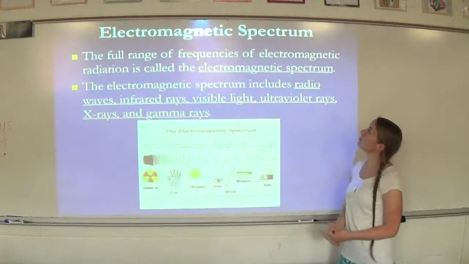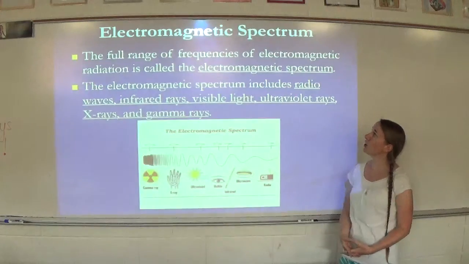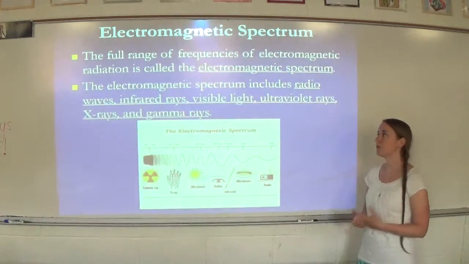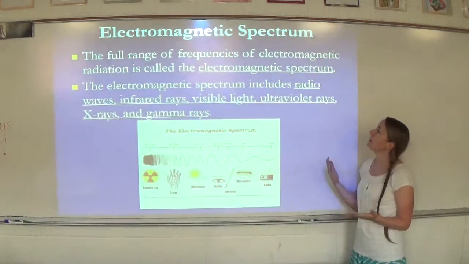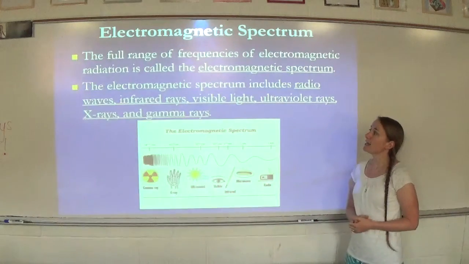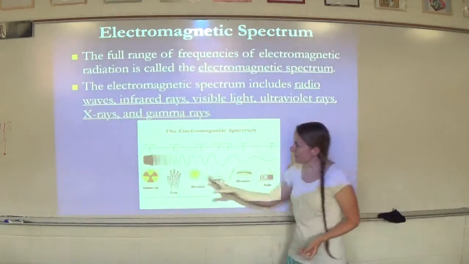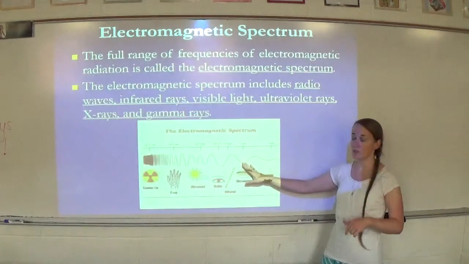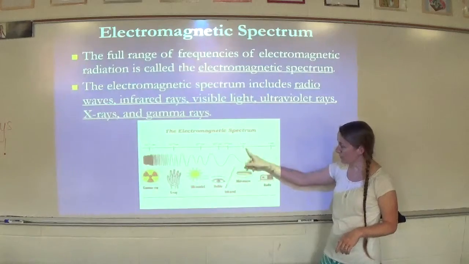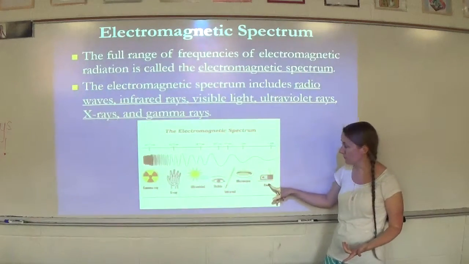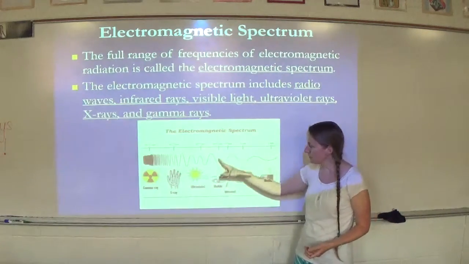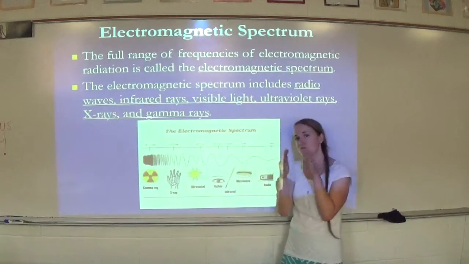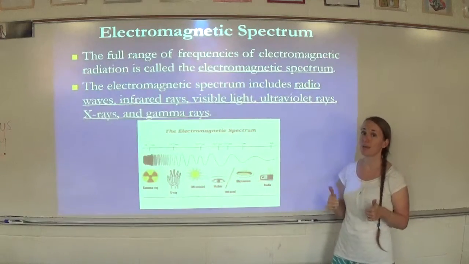So the full range of frequencies of electromagnetic radiation is called the electromagnetic spectrum. The electromagnetic spectrum includes radio waves, infrared waves, visible light, ultraviolet rays, X-rays, and gamma rays. Alright, and so this has them all right here. So you can see that radio waves have the longest wavelength, lowest frequency. Next is microwaves. Microwaves are actually a type of radio wave. Then we have infrared, visible, ultraviolet, X-ray, gamma ray. And you'll notice over here, our wavelength is very, very short, so very high frequency.